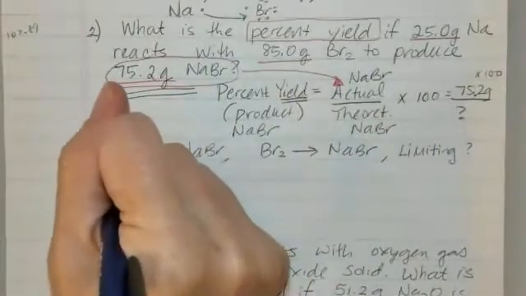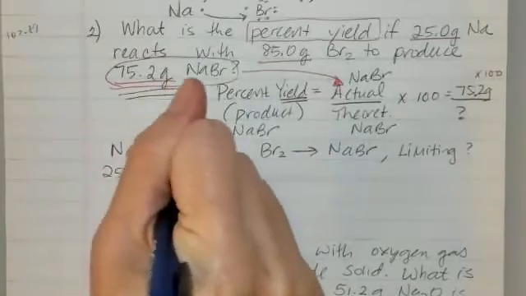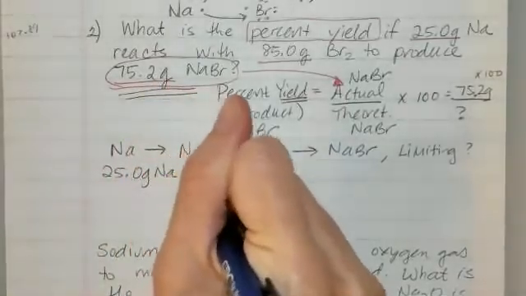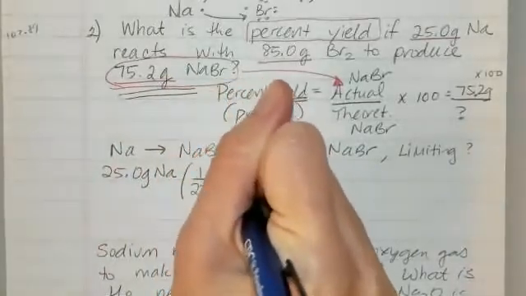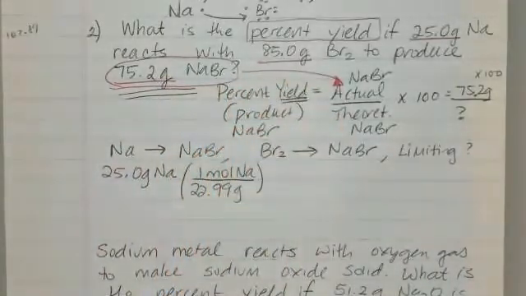All right, so I'm going to start with my first reactant. I've got 25 grams of sodium. All right, what should look familiar? Molar mass from the periodic table, 22.99 grams per mole for sodium.